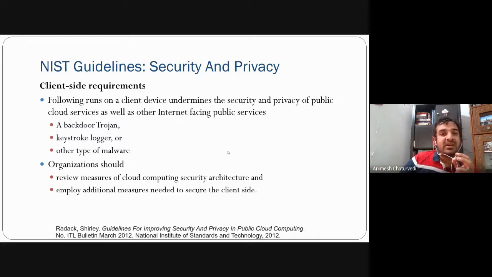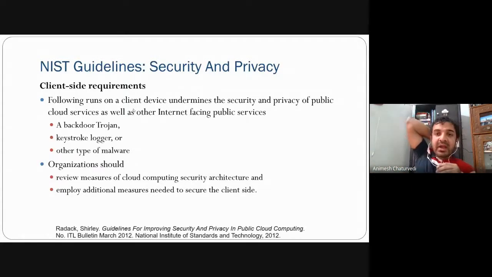So that is the client side requirement. The client side also has to be protected. What does it mean by protected? It means following how the client device should be run, how it has been determined, and how the security policies and privacy policies are being maintained for cloud security and cloud services. Then the internet-facing public services, like the client side, also need to be safe and secure.